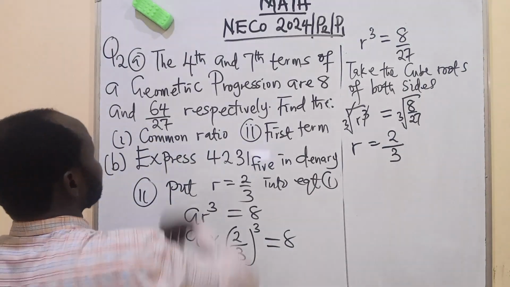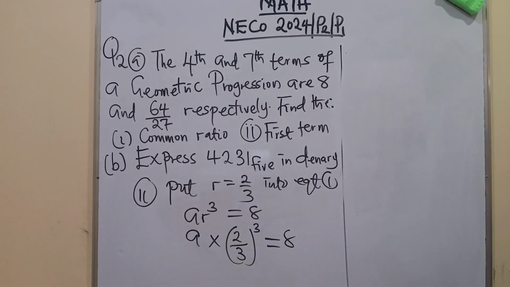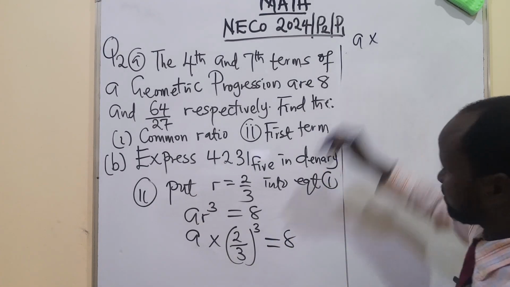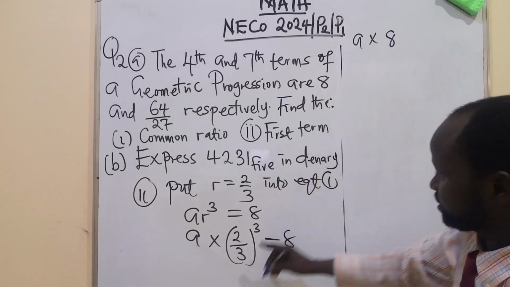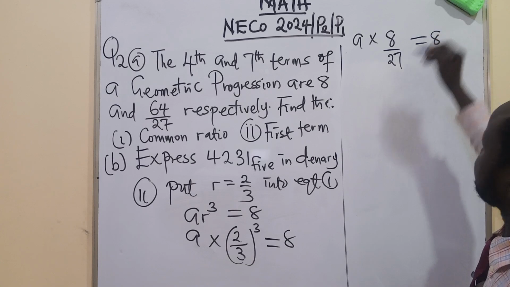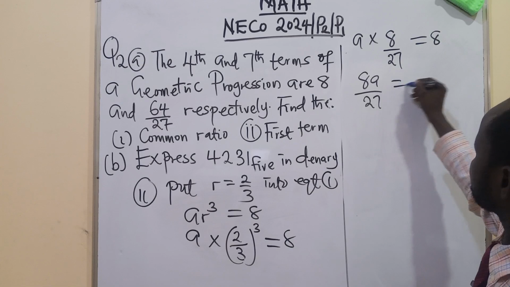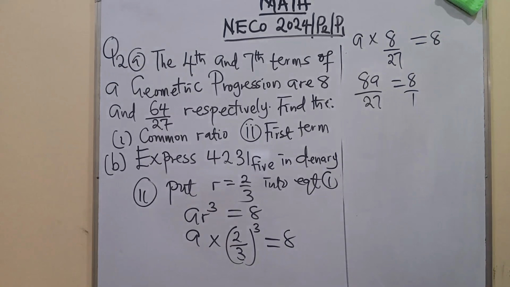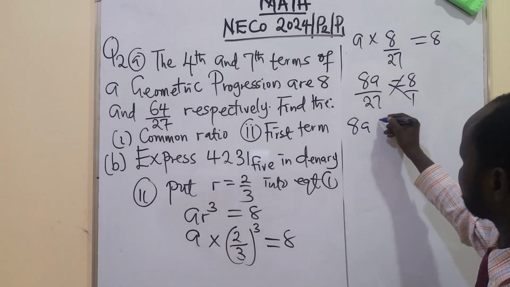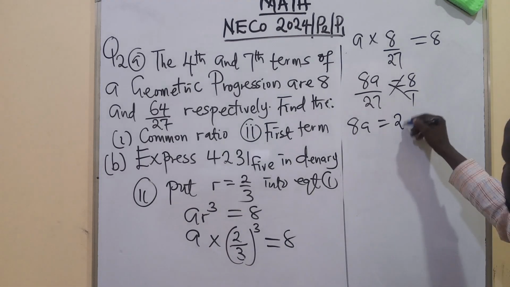Let's clear this power. We'll have a times 2 power 3, which is 8, then 3 power 3, which is 27, equal to 8. A times 8 will be 8a divided by 27 equals 8 over 1. At this point, we can cross multiply. So 8a will be equal to 27 times 8, that will be 216.